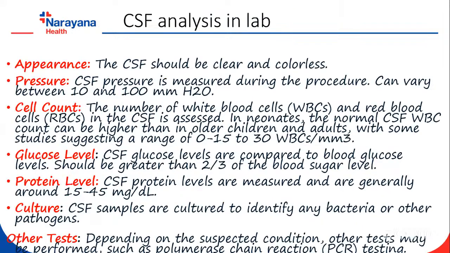What are the various parameters seen for CSF? Appearance, and cell count: the number of white blood cells and red blood cells in the CSF is assessed. In neonates, the normal CSF WBC count can be higher than in older children, with some studies suggesting a range of 0 to 15 to 30 WBCs per cubic mm. Glucose levels: CSF glucose levels are compared to blood glucose levels, and should be greater than 2/3 of the blood sugar level. The protein levels: CSF protein levels are measured and generally around 15 to 45 milligram percent. CSF samples can be cultured and other tests like polymerase chain reaction are done whenever required.